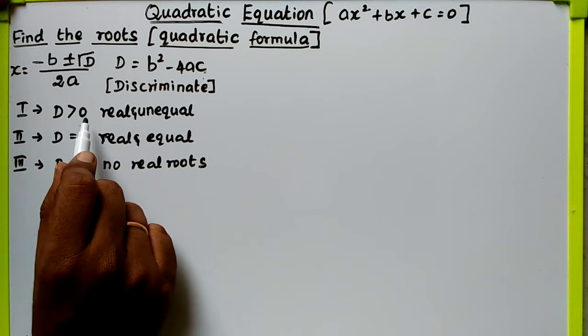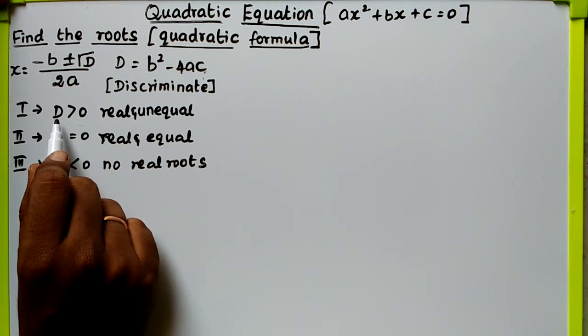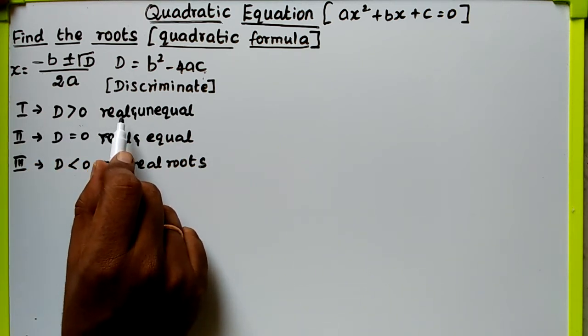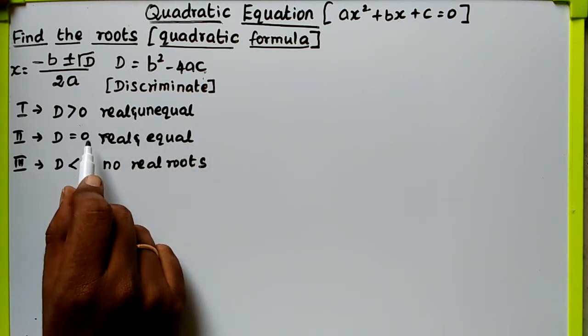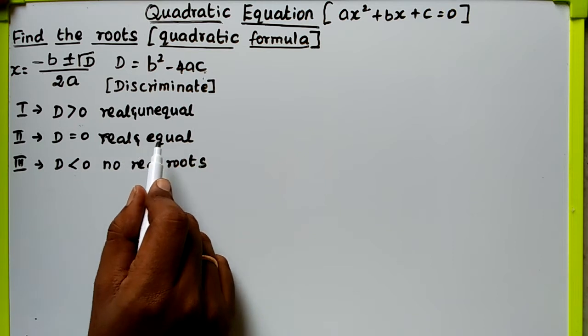First case, D greater than 0, it means D is a positive number, so we will get real and unequal roots, two different roots. Next, D equals 0, we will get real and equal roots.